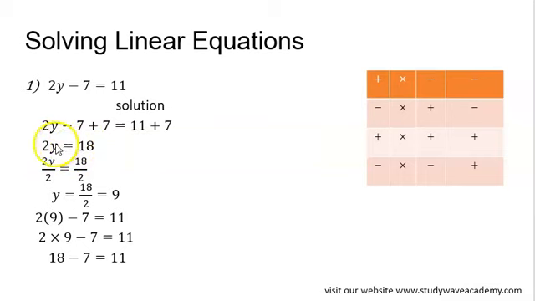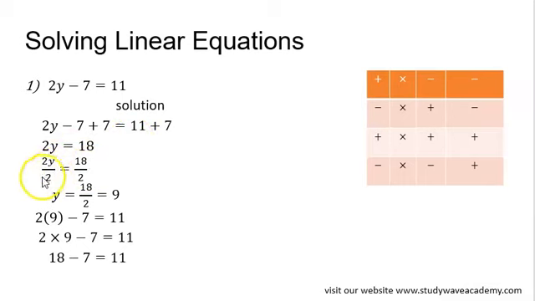What do we do next? Remember, we're trying to make this variable y stand on its own. So we think of a way forward. We say we're going to divide both sides by 2, because whatever you do at this side, you do also at the other side. Just like we did plus 7 here, we did it at the other side also, right? So we're going to divide by 2 on both sides.